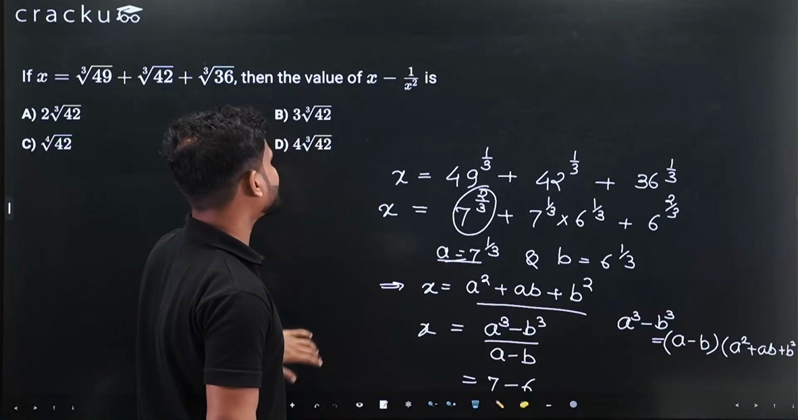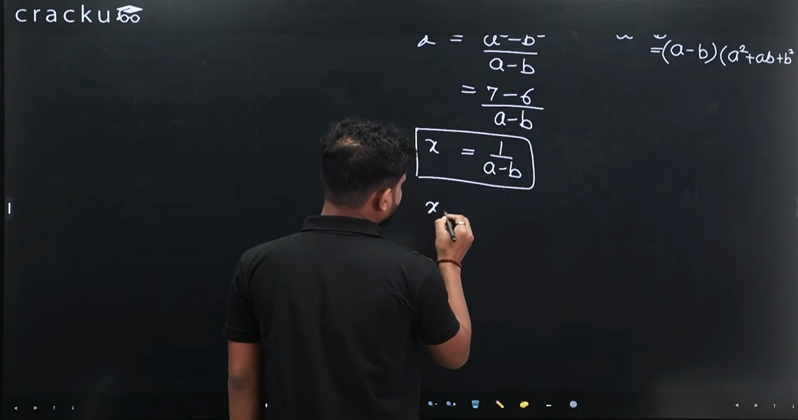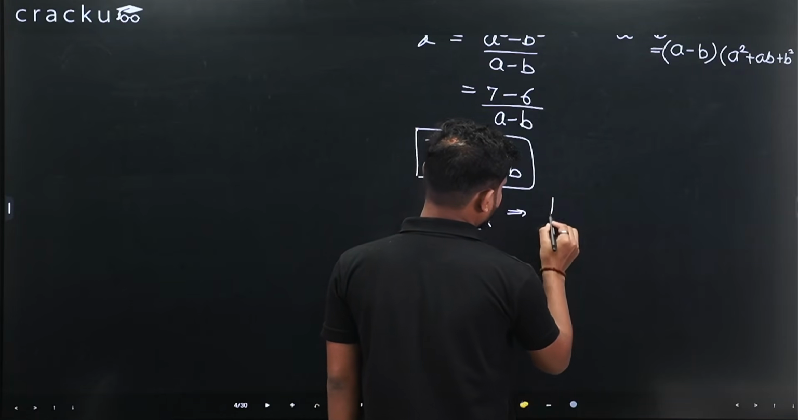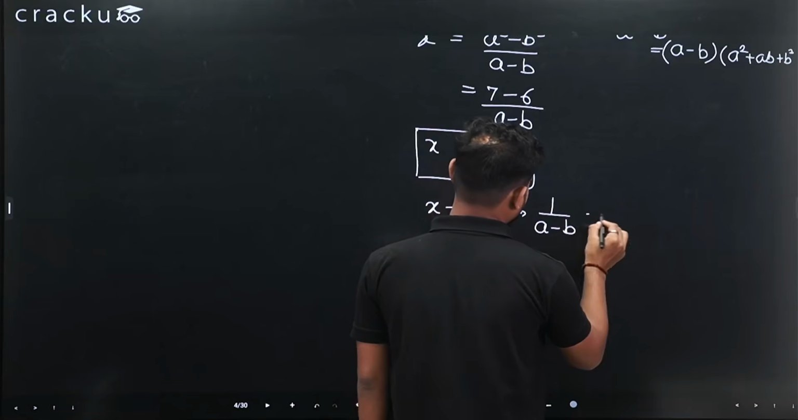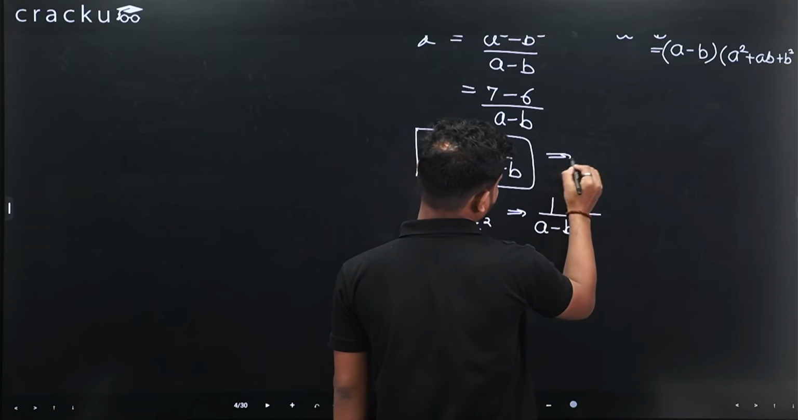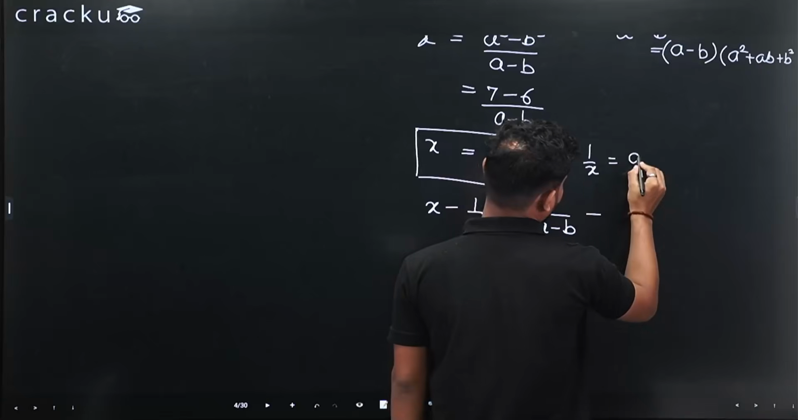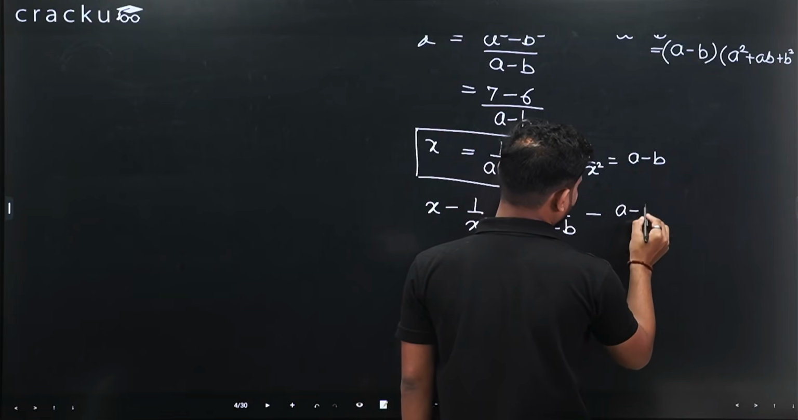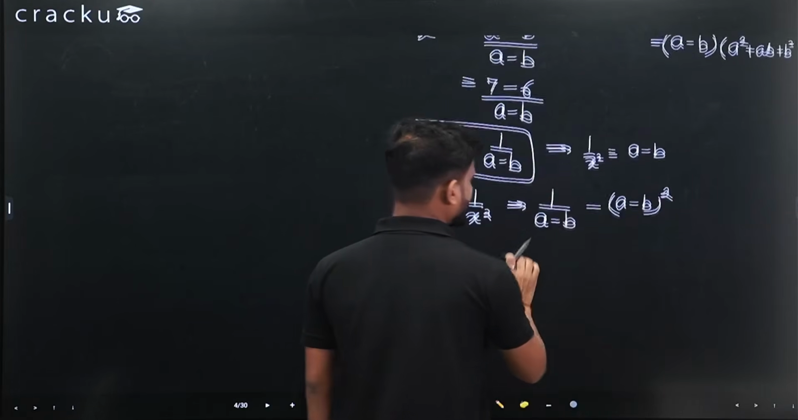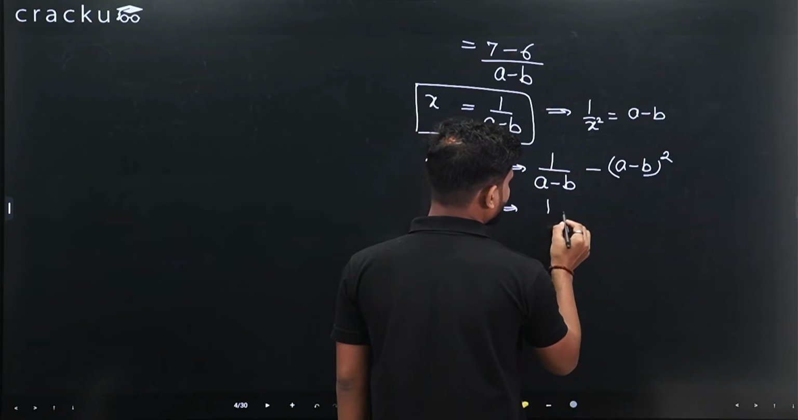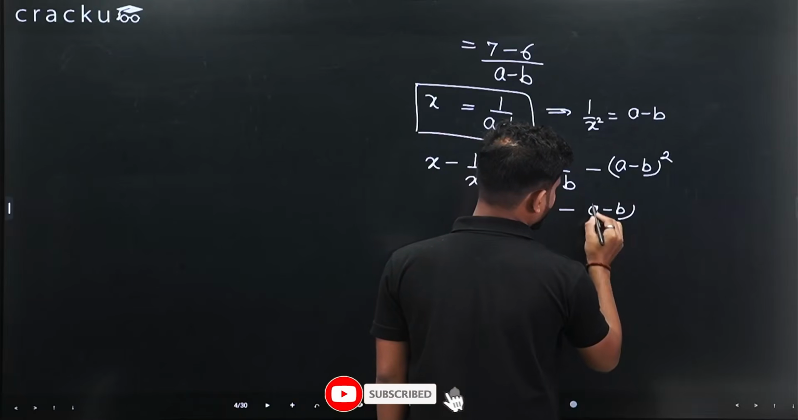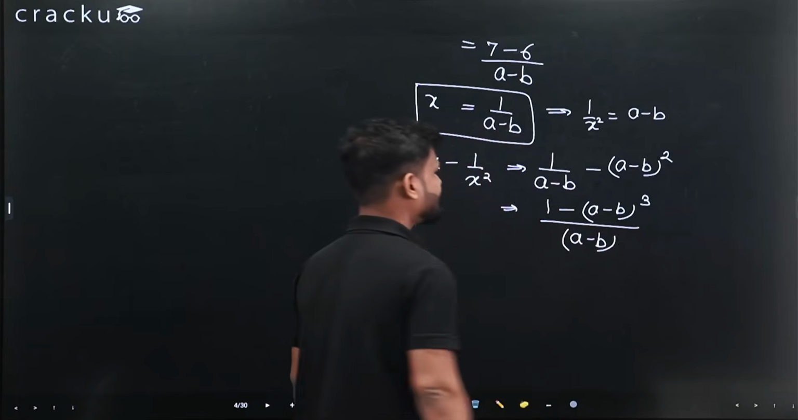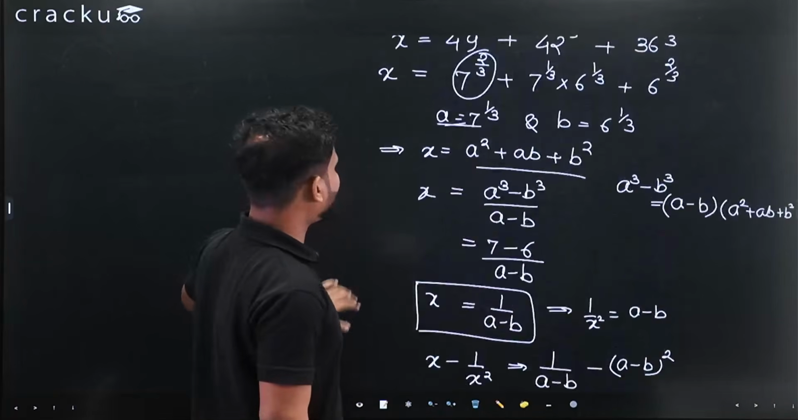Now what are you asked? You are asked x minus 1 by x square. This is nothing but 1 upon a minus b minus, what is 1 by x? 1 by x is nothing but a minus b, right? And what is 1 by x square? It is nothing but a minus b whole square. Now this is 1 minus a minus b whole cube upon a minus b. Now what is a minus b whole cube?